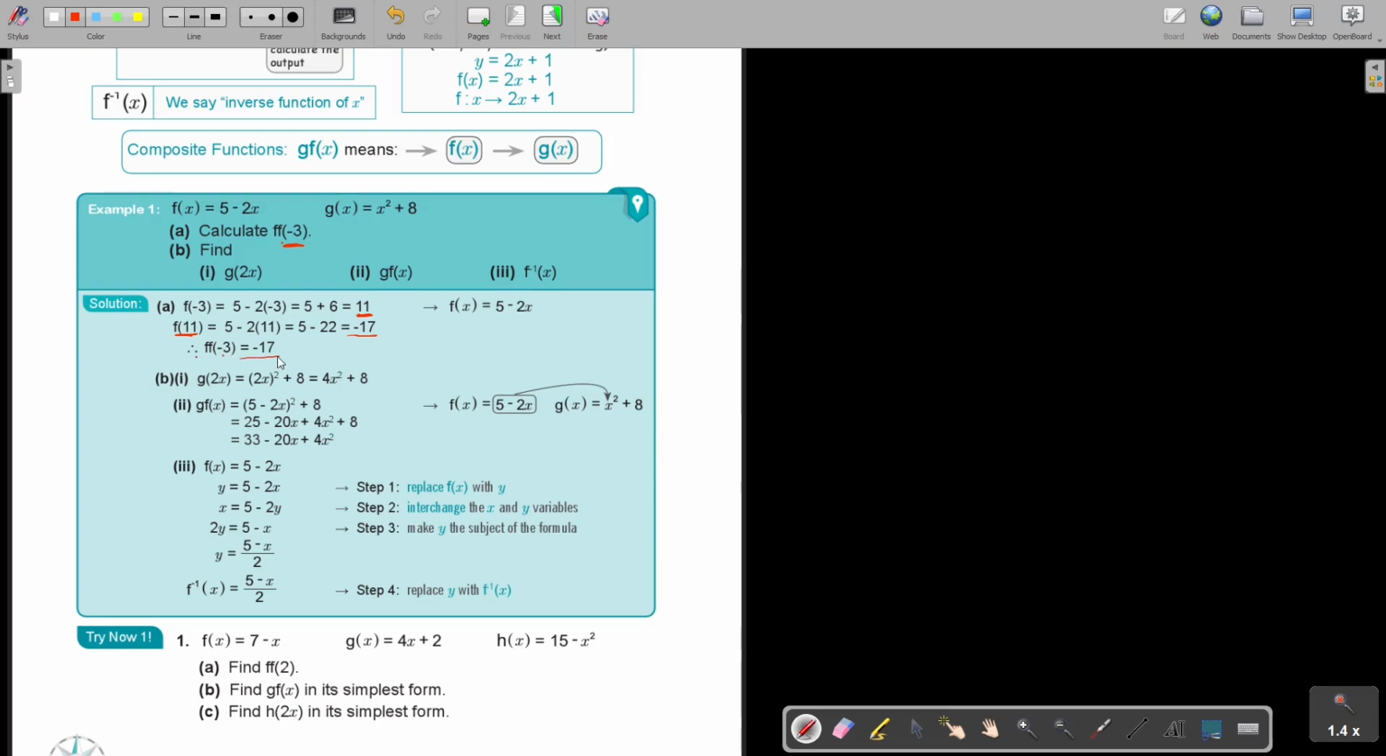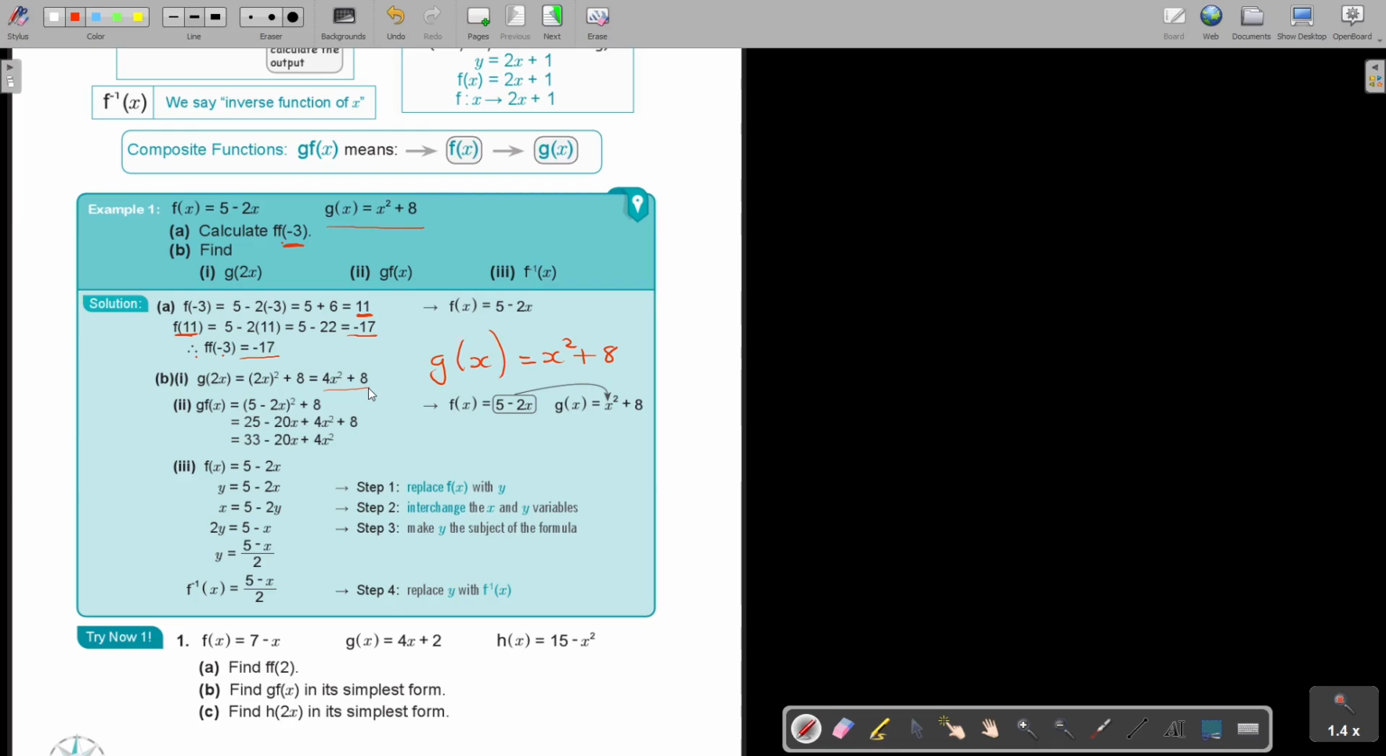Let's look at number B, the first one, g(2x). Now I will go to the g function. So this is my g function. Let me just rewrite it for you. Basically, in the place of x, I will substitute 2x, squared, plus 8. So this is going to be 4x squared plus 8. And I cannot simplify it further, so you just leave it as that expression.